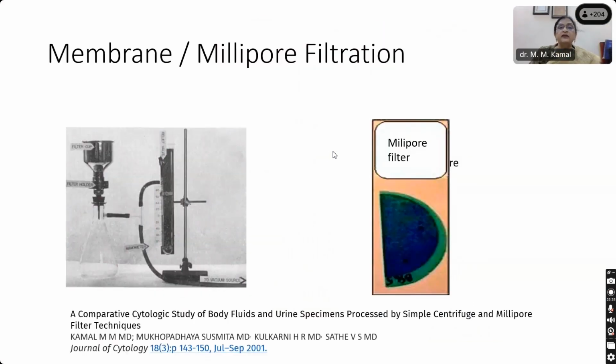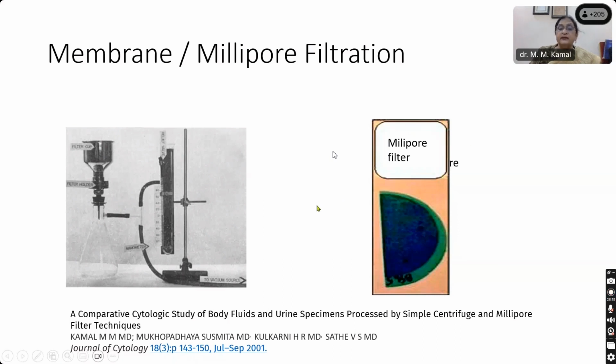Now, this is the membrane or the millipore filtration, which was used initially, and I think still some departments are using, and I think PGI Chandigarh is also using this setup, where you have the whole system. There is a funnel, and then there is a millipore filter attached, and with the help of suction, the fluid is sucked up, and all the cells are left behind on the membrane. And then this membrane is either cut into two halves and put on the slides, and either the membrane is dissolved and the cells are stained, or along with the membrane, the cells are stained.